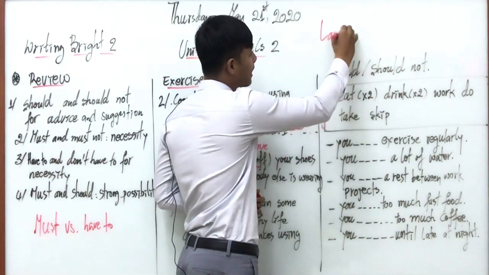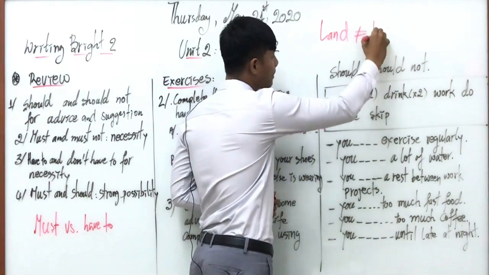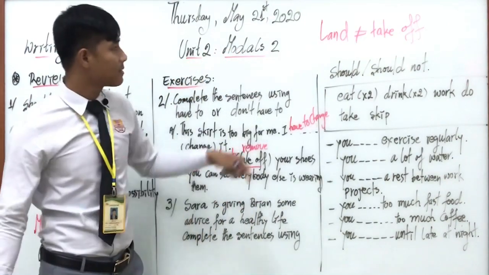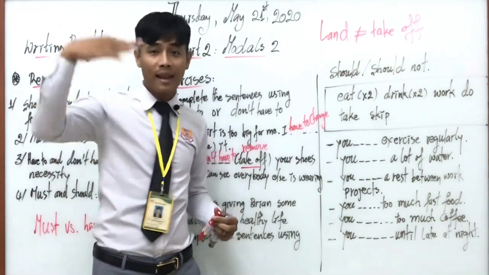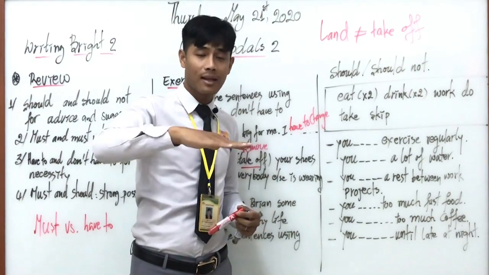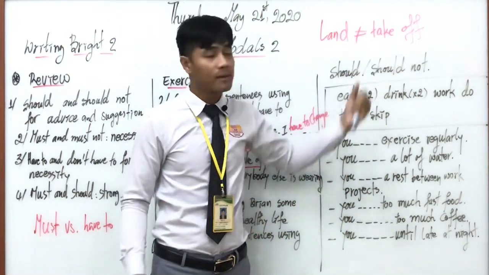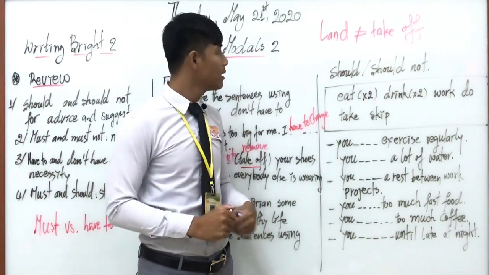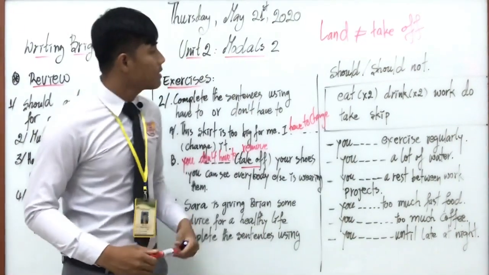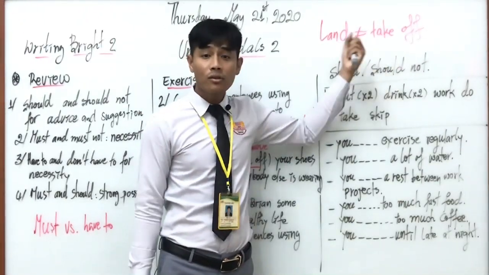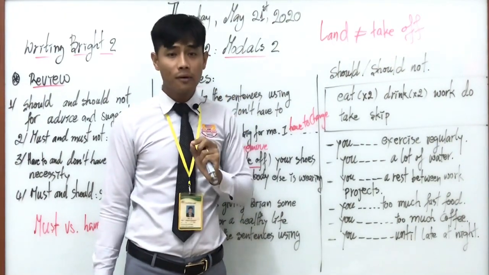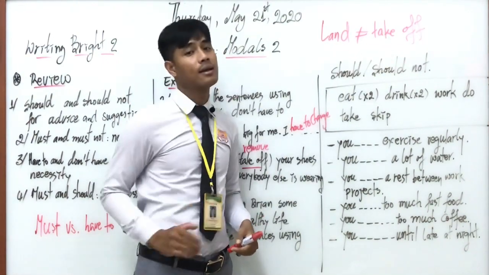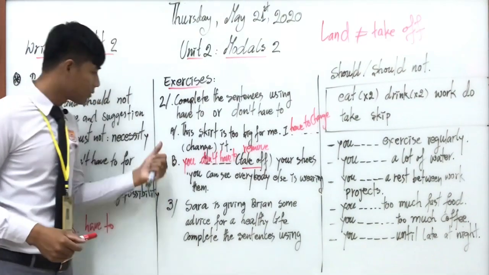Take off is the opposite of land. Land, take off. You know the plane lands at the airport, right? Land at the airport and take off from the airport. You take off to go somewhere, right? So take off has two meanings. First is remove, and take off also means fly.